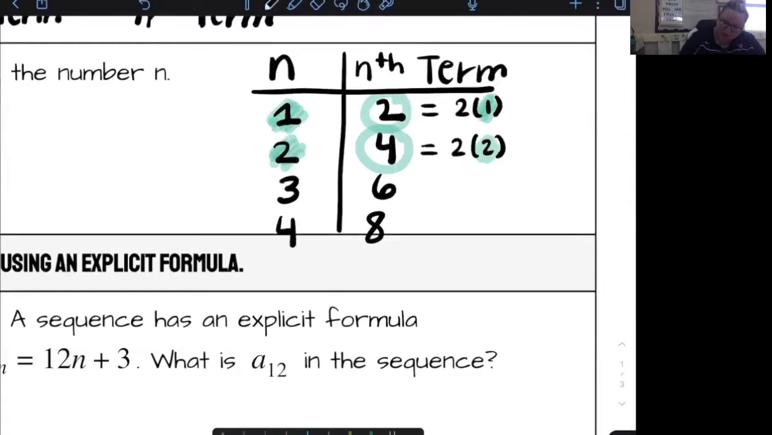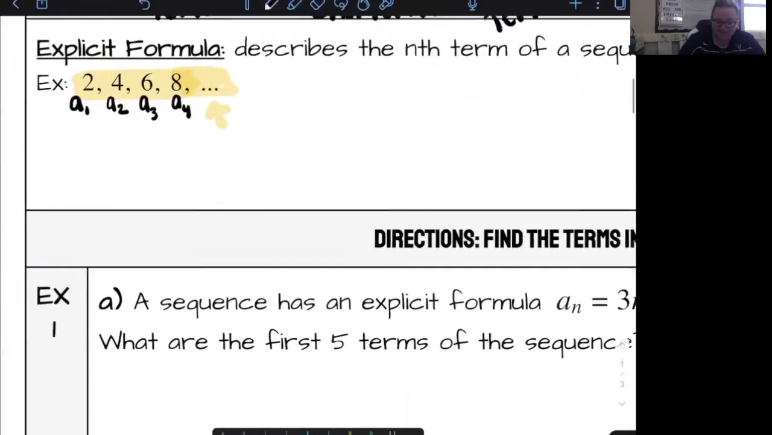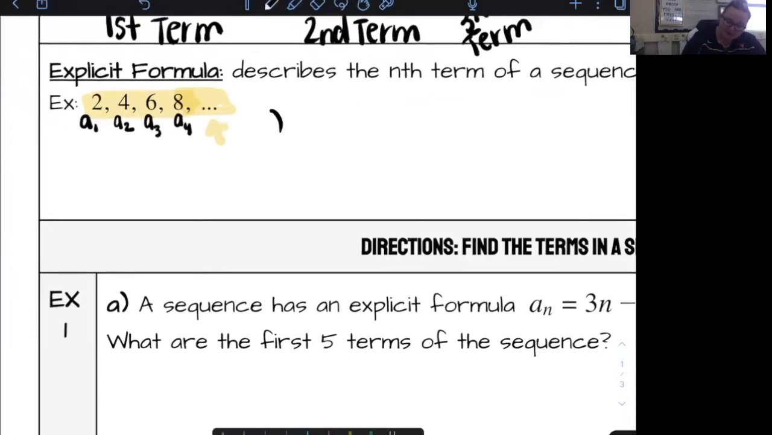Okay. Now, how do 3 and 6 relate? Well, isn't 2 times 3 6? So my n is 3. I'm multiplying that by 2. And as you can see, each time I'm multiplying my n by 2, and I get the number in that sequence. So that means that we can represent this sequence with the explicit formula that a sub n is equal to 2 times n.